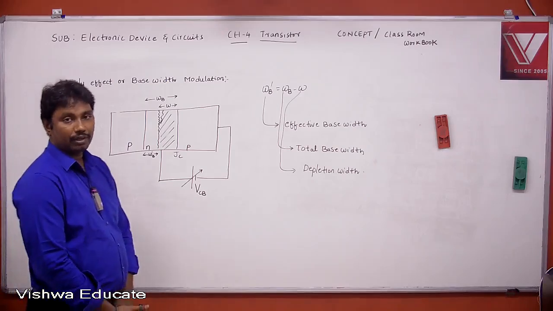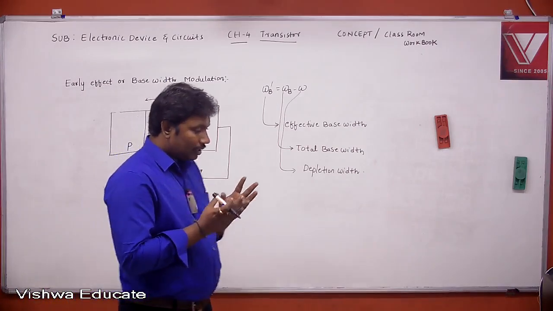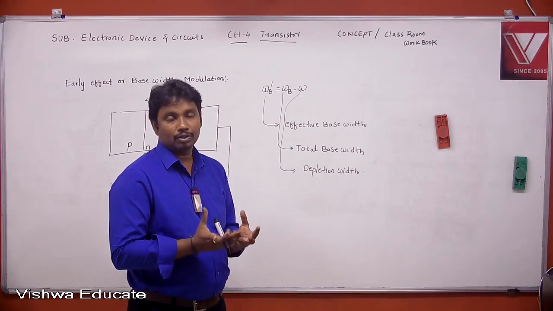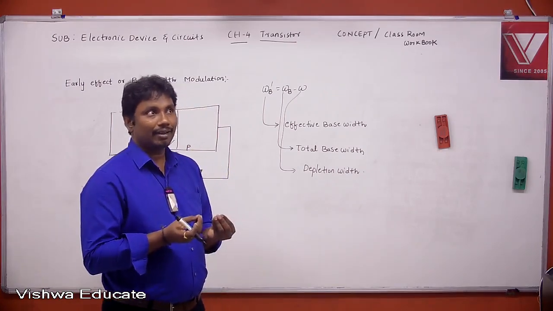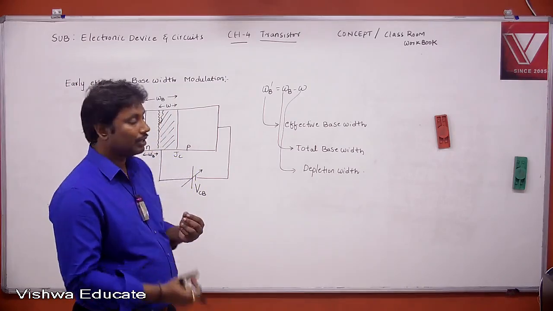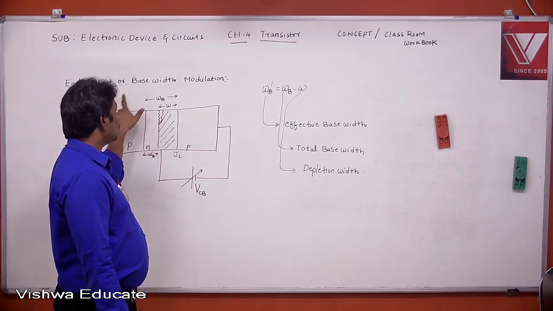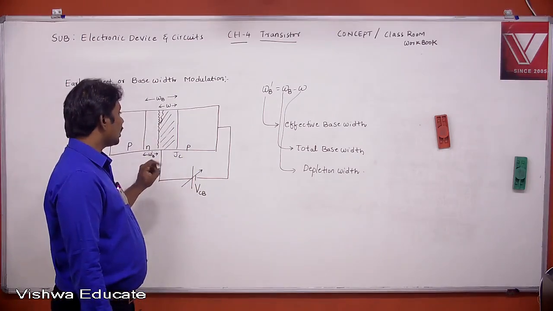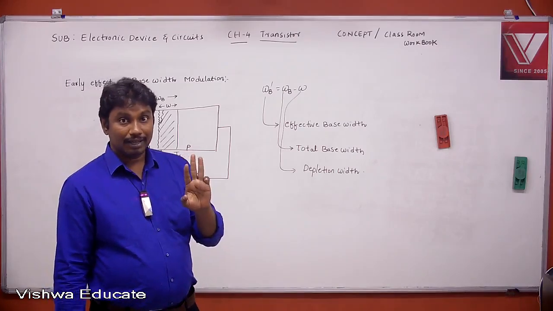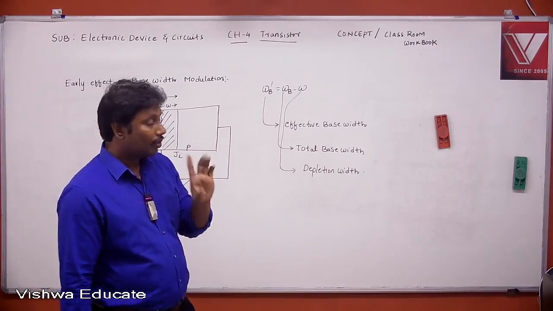Next one. Here, as the reverse voltage increases at the collector junction, the base width decreases. So what happened? Is it an advantage or a disadvantage? Here, it is actually a disadvantage. This early effect, or base width modulation, may cause three side effects to the BJT. What are those?